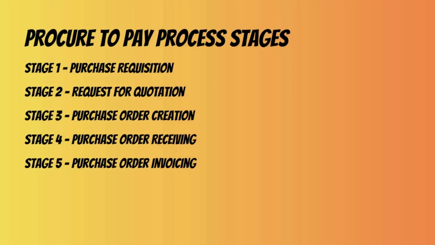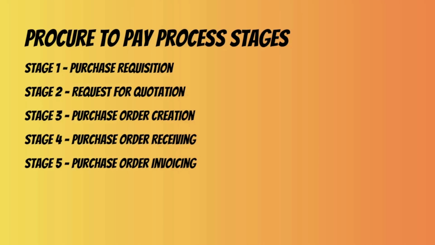The first stage in the procure to pay process is the purchase requisition. This is where someone in the company identifies the need for a product or service and creates a requisition for it. In D365 Finance and Operations, this can be done through the procurement and sourcing module. Once the PR is created, the next stage is to create a request for quotation. This is where the company requests quotes from potential vendors for the goods or services they need. In D365 Finance and Operations, this can also be done through the procurement and sourcing module. Vendors can respond to the RFQ with their quotes.